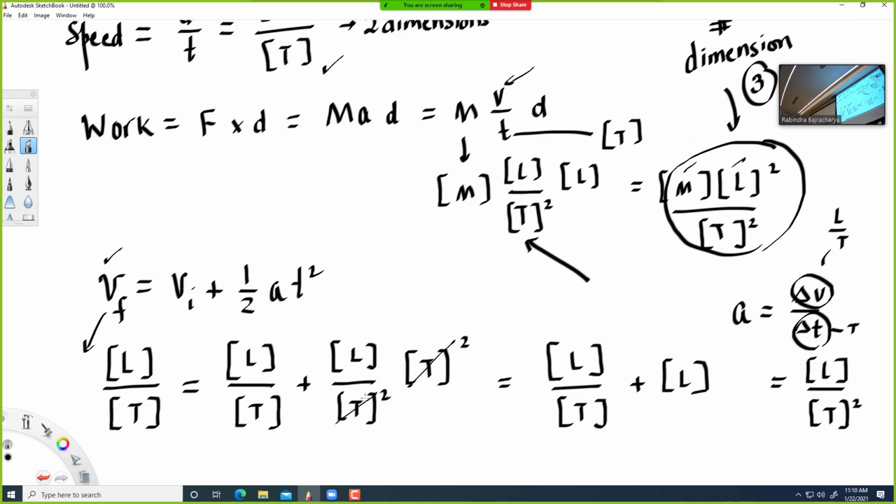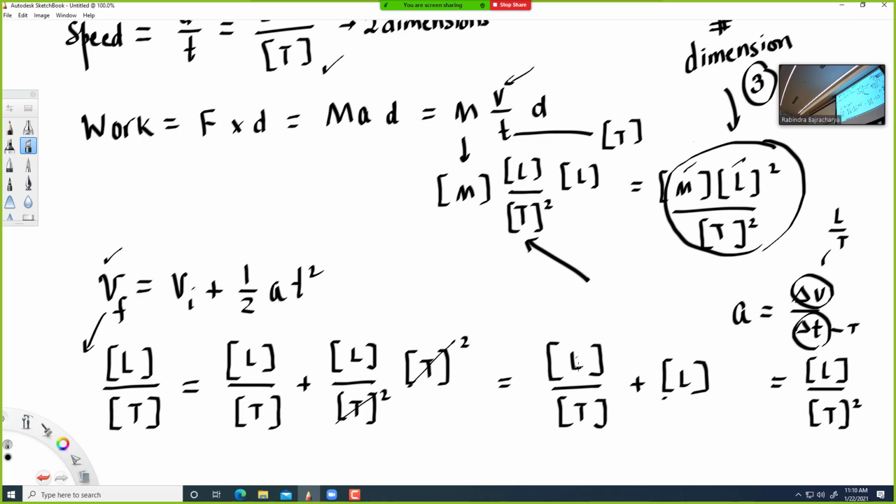So on the left side you have L over T, on the right side you have L over T plus L. So this is dimensionally incorrect. Okay, so you need to have the same kind of dimension for them to be able to add.